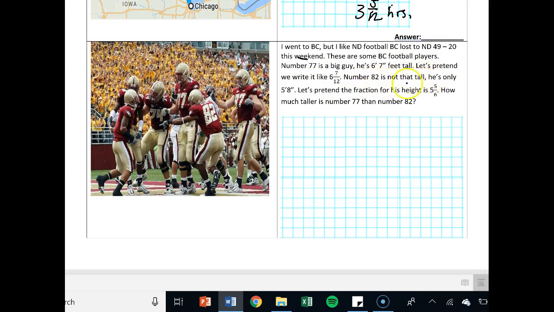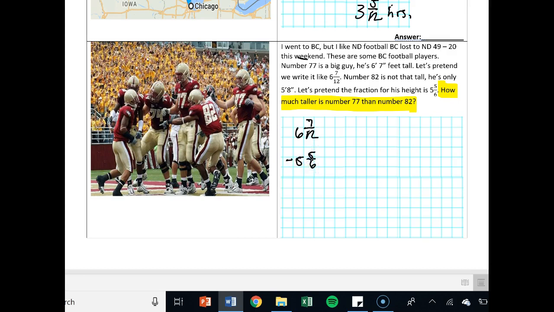Number 82, he's not that tall. It's this little guy right here. He's only 5'8". Let's pretend we write the fraction for him as 5 5/6. How much taller is 77 than 82? So that phrase, how much taller than, should let us know that we are also subtracting here. So let's do 6 7/12. Again, good idea to write this vertically, minus 5 5/6.